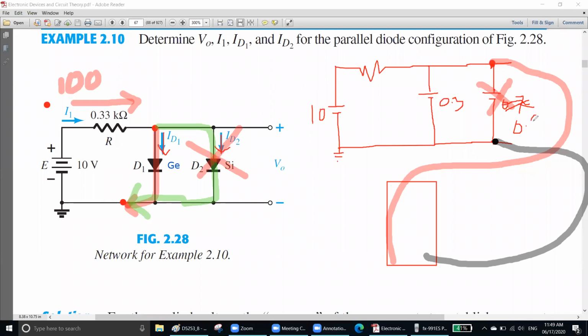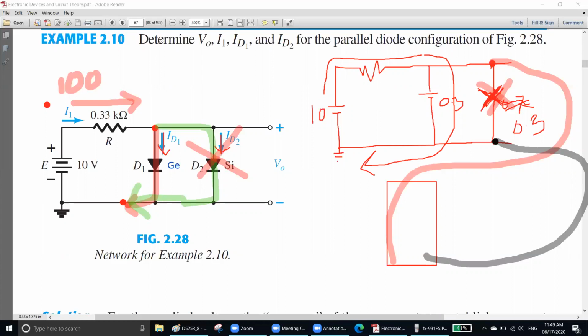0.3, because the voltage remains the same in parallel. But at 0.3, silicon does not conduct. At 0.3, silicon will not conduct because that is not enough. For silicon, 0.3 is not enough. So no current will flow. Understood? The current will flow only through the germanium. So the whole current will go through the germanium.